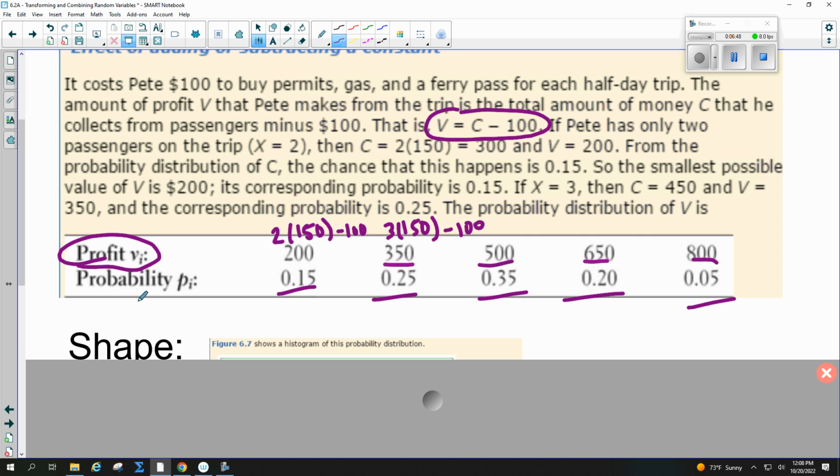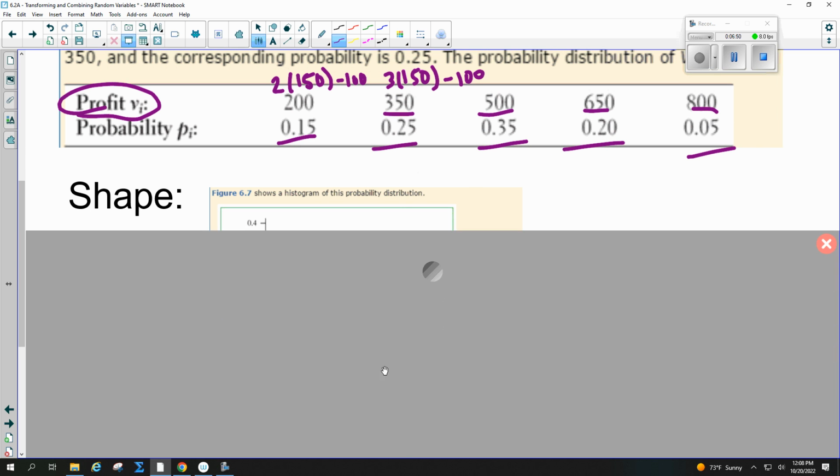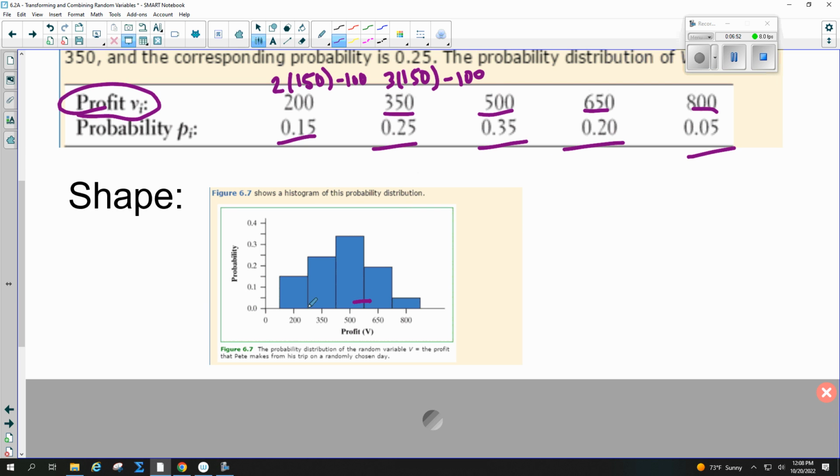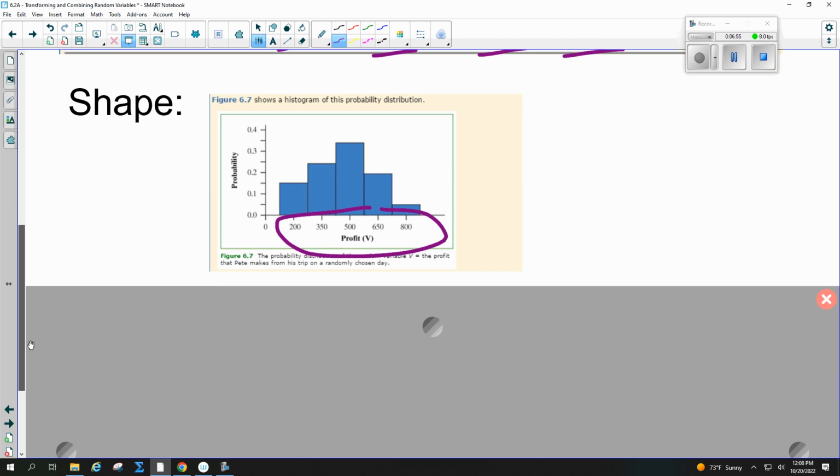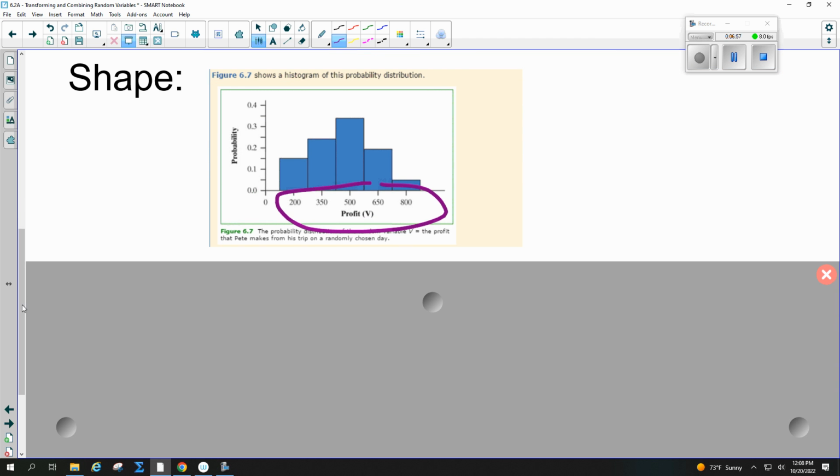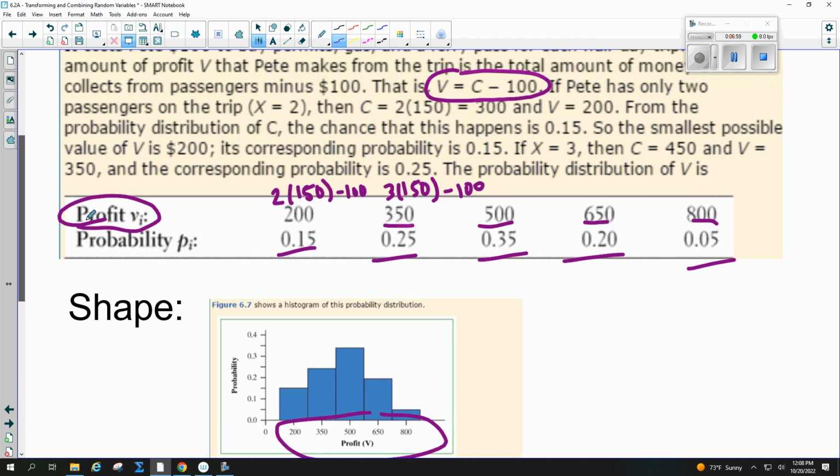All right, what happens to our shape? Yep, it stays the same. Okay, we change our x-axis, but it is the same shape. What happens to our mean? Now you could go through and do this times this, plus this times this, plus this times this, right? That's how you calculate means when you have a table. Or you could do it the easy way, which I highly recommend.